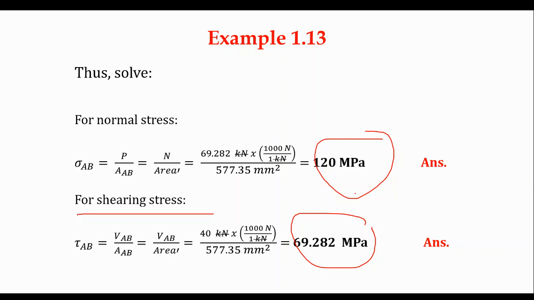Alright guys, question before I proceed to the next example? Okay, wala. So let's proceed now to another example.